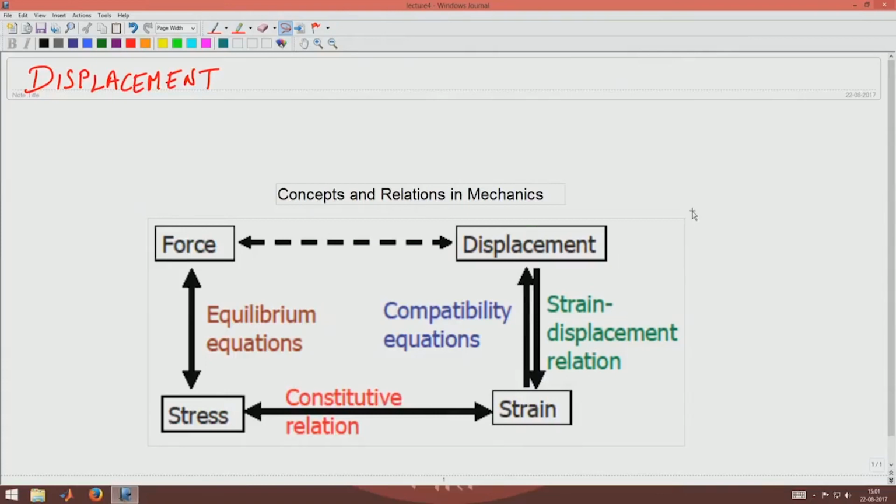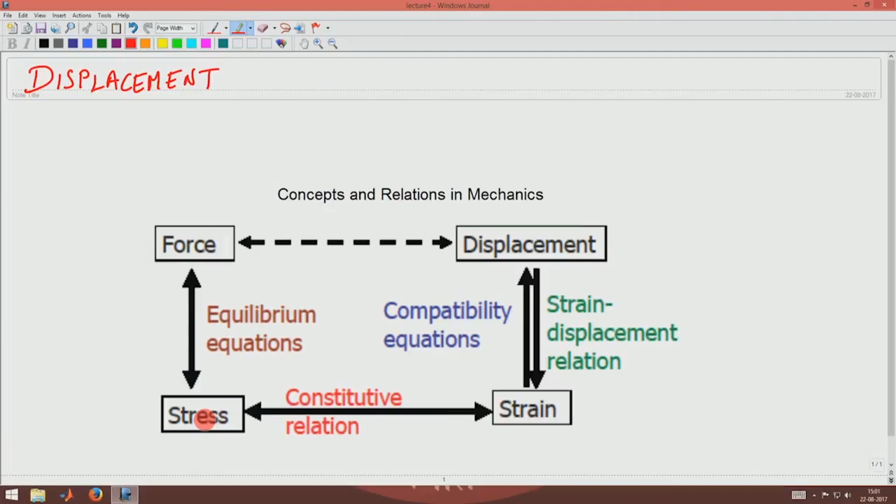Welcome to the fourth lecture in mechanics of materials. In the last class we saw how a vector can be transformed due to a transformation of basis vectors, and then we saw that force is a vector, and we saw how we infer that force is a vector through an experiment. So, coming back to the concepts and relations in mechanics, there are four concepts which are used in mechanics, which are force, displacement, strain and stress.